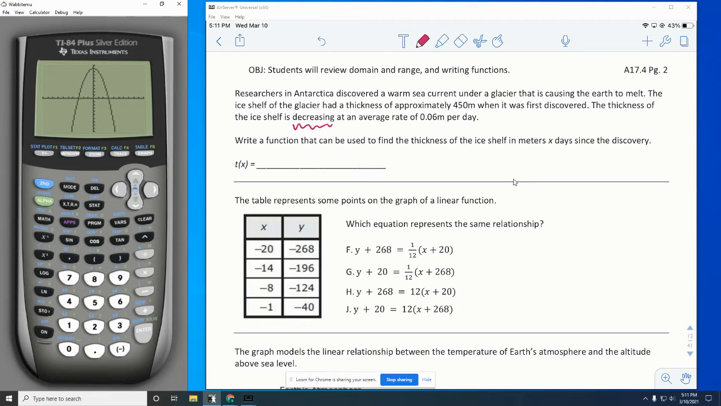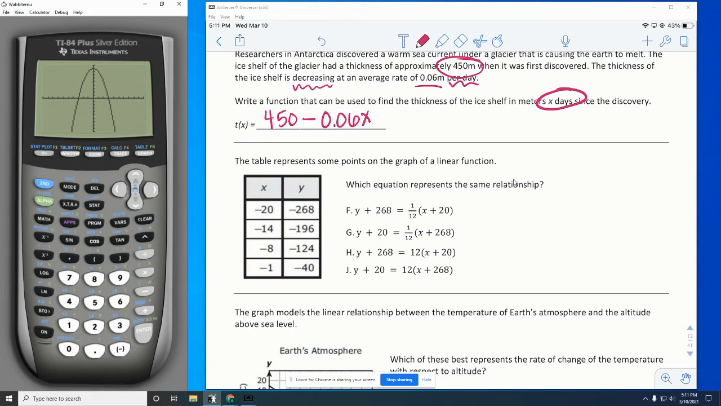the discovery. So we started at 450 meters. That's approximately our starting. It is decreasing, so we are going to subtract. My rate of decreasing is 0.06 per day. Now they tell us x is going to equal days, so we're going to put an x with that 0.06. That's it.